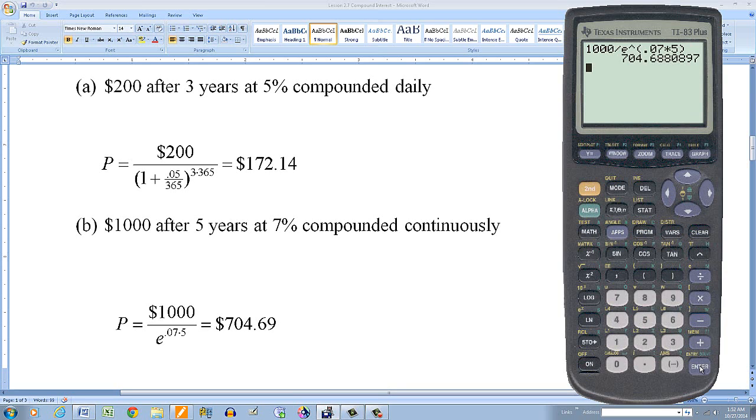What this is telling you is if you take $704.69 and invest it at 7% compounded continuously, and let it sit there in the bank for 5 years without withdrawing or making any deposits, at the end of the 5 years you'll have $1,000. Okay, let's clear this.